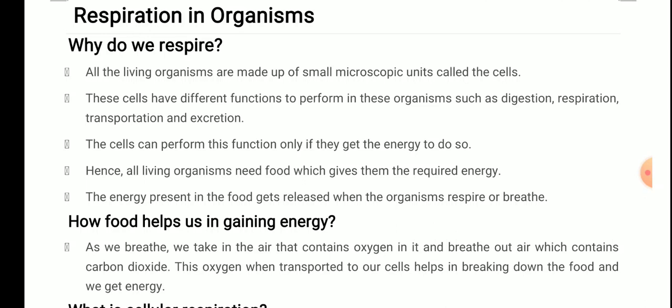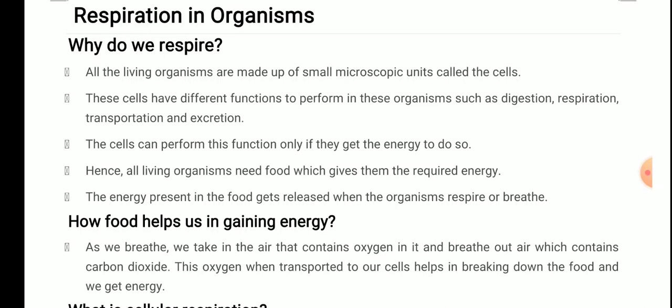First question arises, why do we respire? All the living organisms are made up of small microscopic units called the cells. Okay, you must know first thing that cell is the basic unit of life. Whatever the processes that are going on in our body, for them the basic thing is cell, because all the things are going on at the level of the cell.